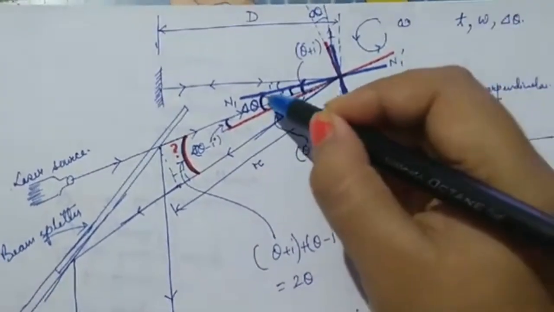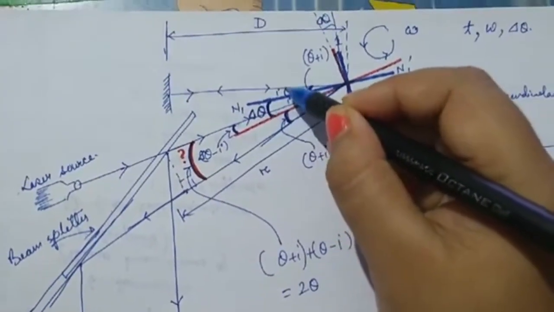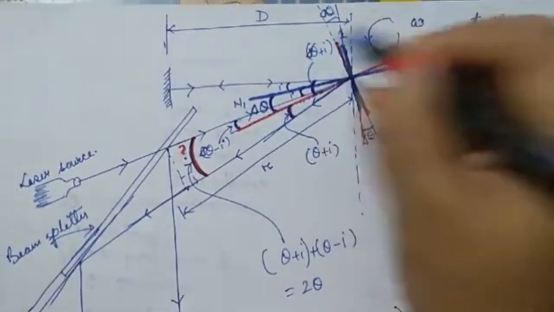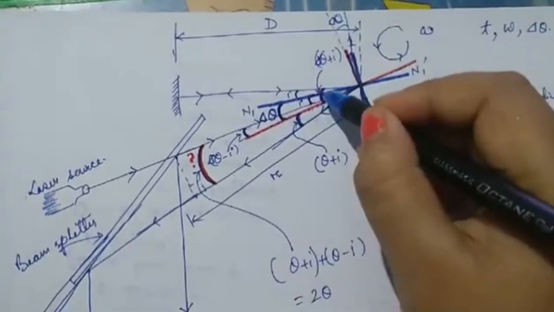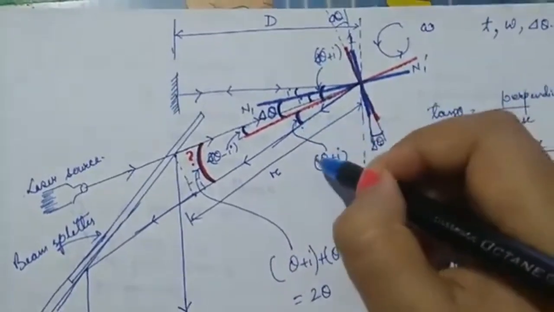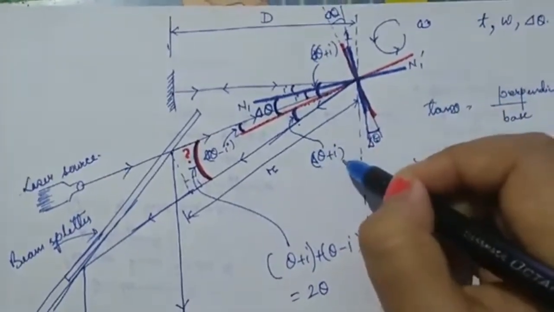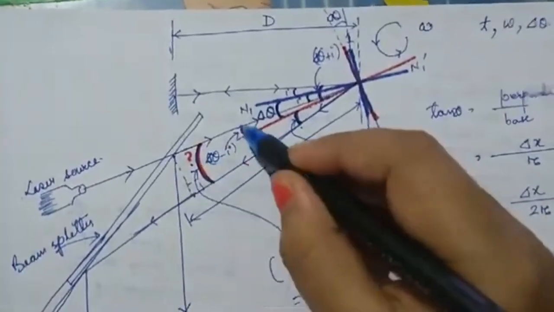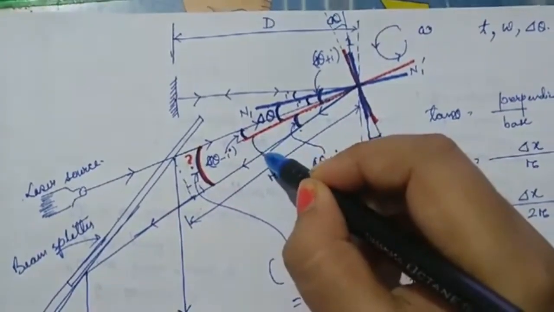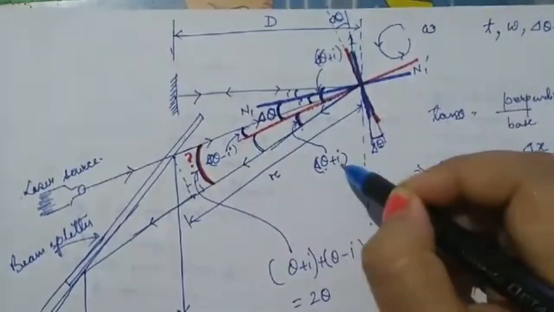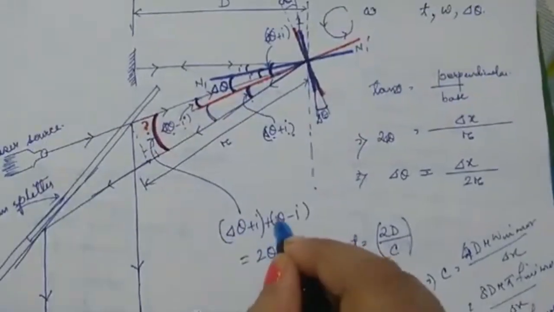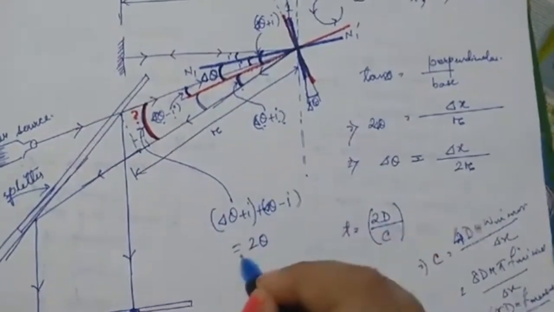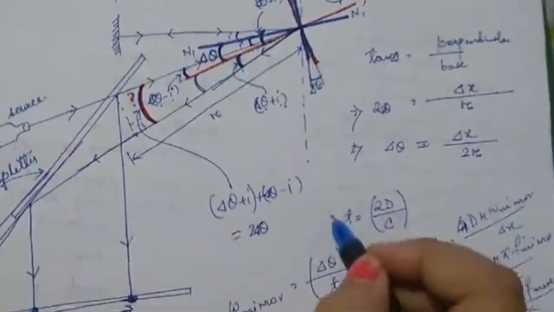Now you see, this is del theta, this is I. The whole thing will be del theta plus I. Angle of incidence is equal to angle of reflection, so this will also be del theta plus I. So this whole angle is nothing but this much plus this much. This much is del theta plus I, this much is del theta minus I. So the total will be what? Del theta plus I plus del theta minus I, so it is twice del theta.